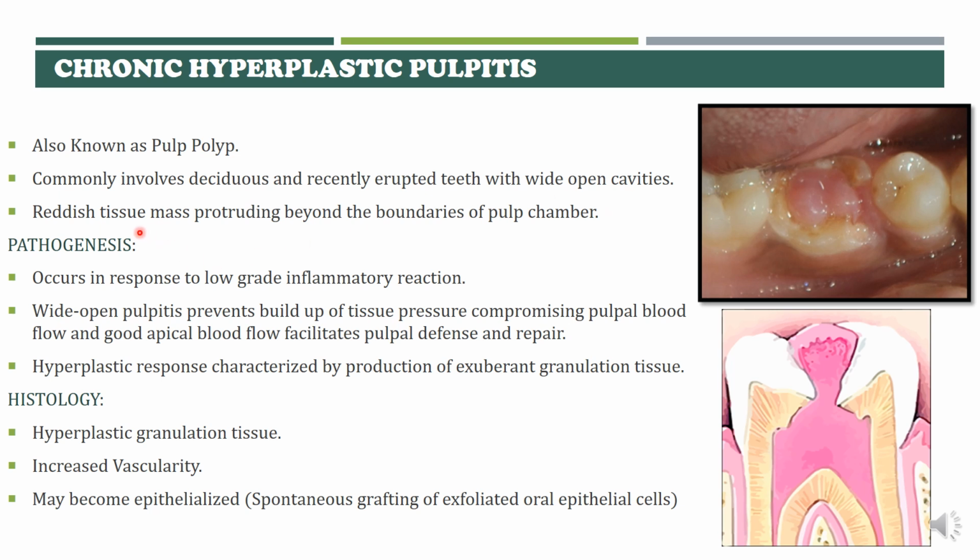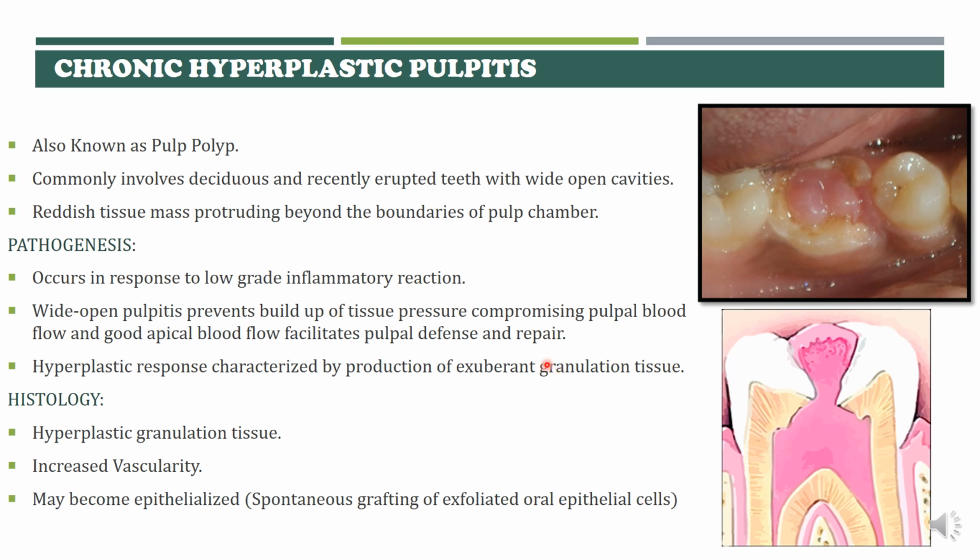All right, and there is a reddish tissue mass that's protruding beyond the boundaries of the pulp chamber. So if you see a large cavitation with a central mass rising from the pulp chamber, then it's most likely a pulp polyp, and this is commonly seen in young adults. Okay, so the pathogenesis of this lesion is that it occurs in response to low-grade chronic inflammation. Okay, so wide open pulpitis prevents the buildup of tissue pressure, compromising the blood flow, right? So that intrapulpal pressure does not increase.